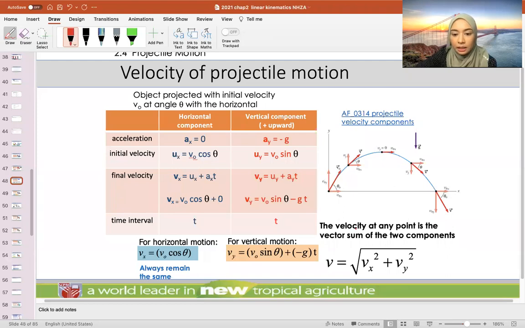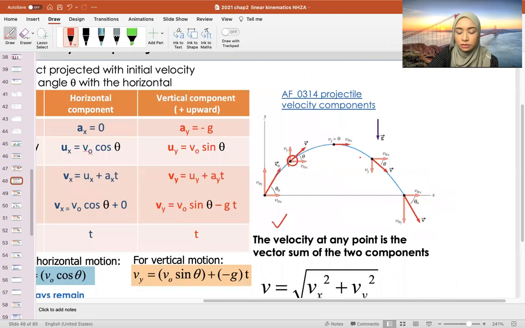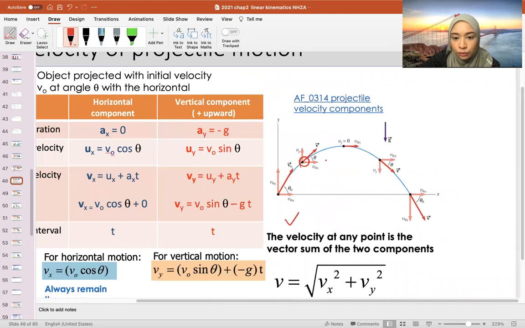The velocity at any point, look at this part. The velocity at any point is the vector sum of the two components. So let's say you wanted to solve for this point, let me make it bigger. You wanted to solve for that point, and when you solve it, you get that the Vx and the Vy at this point is some value. Let's say Vx is 10 and Vy is 12.